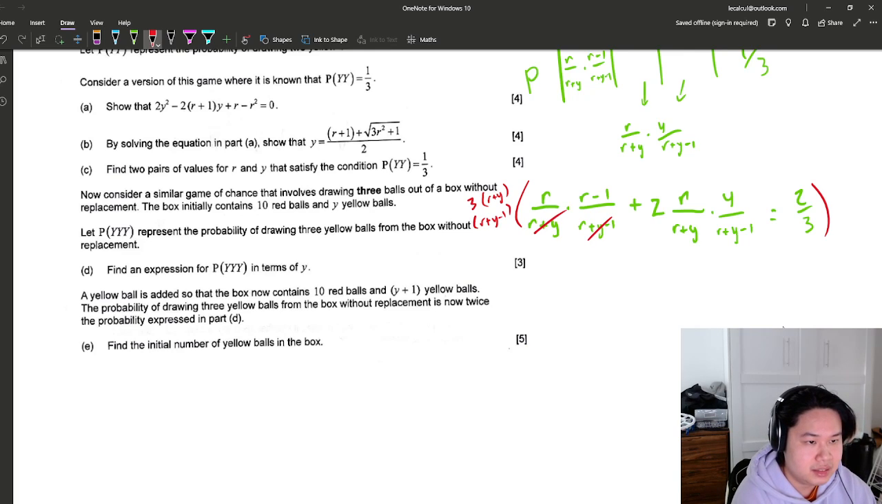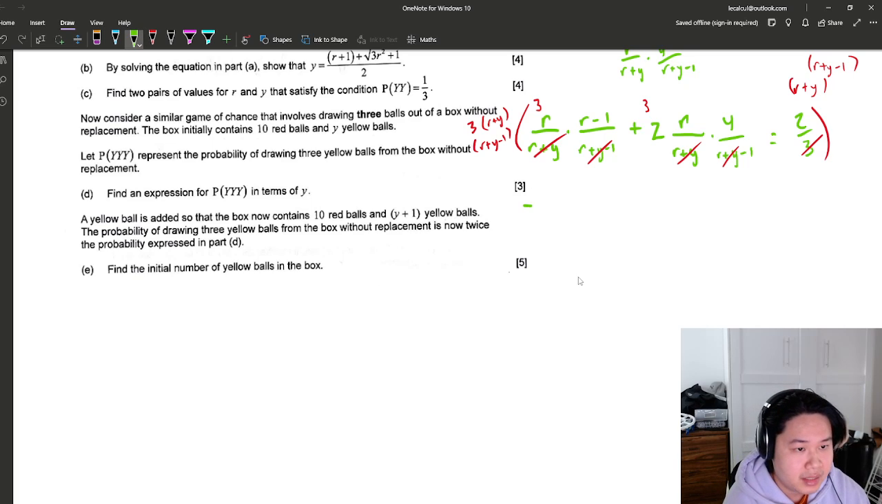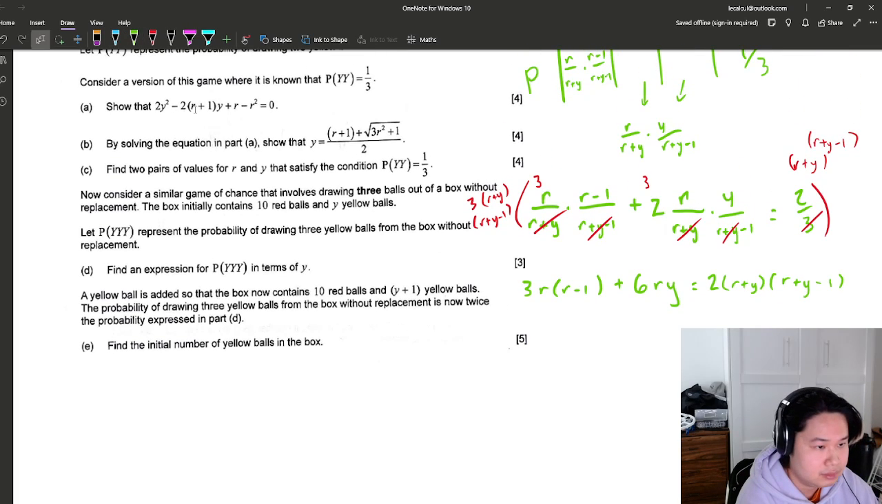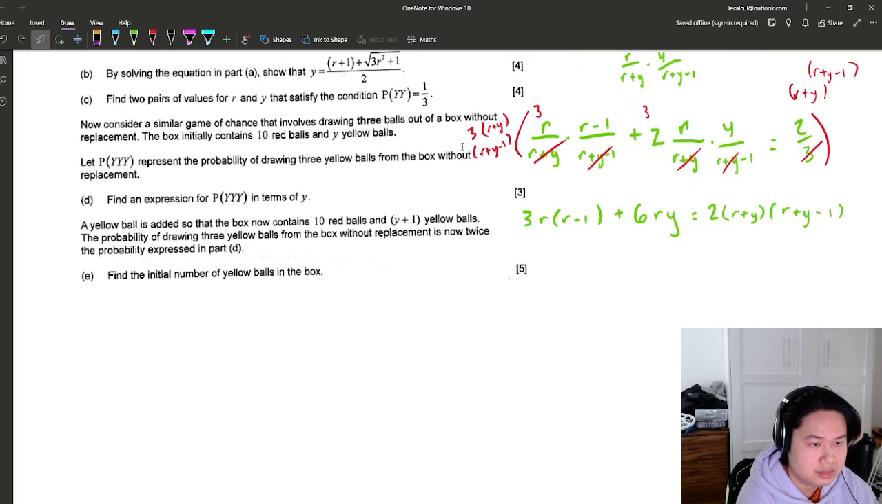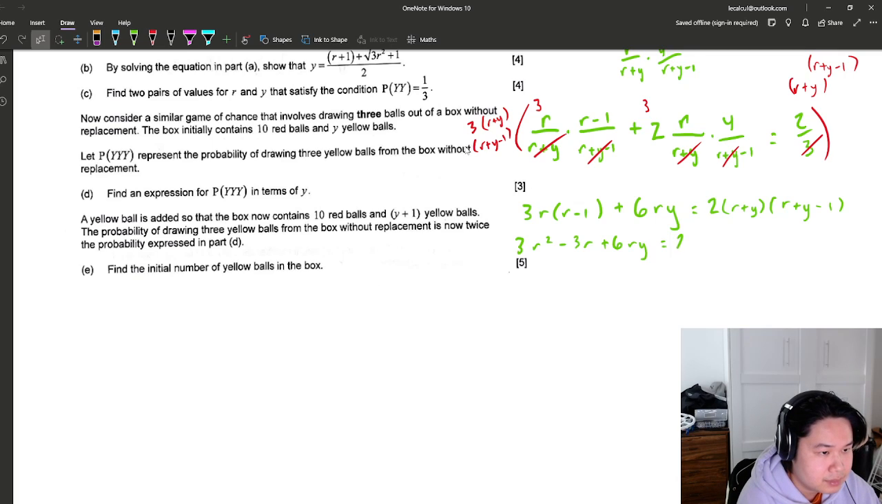Okay, so cancel, this needs a 3, cancel, this one needs a 3, cancel, and then this one needs the (r plus y) and the (r plus y minus 1). Okay, so what do I have so far? I'll have 3 times r times (r minus 1) plus 6 times r times y plus 2 times (r plus y) times (r plus y minus 1). Okay, let's see. Looks like I need to expand this out more. So this is 3r squared minus 3r plus 6ry. And then this is going to multiply out, so I'll get 2.